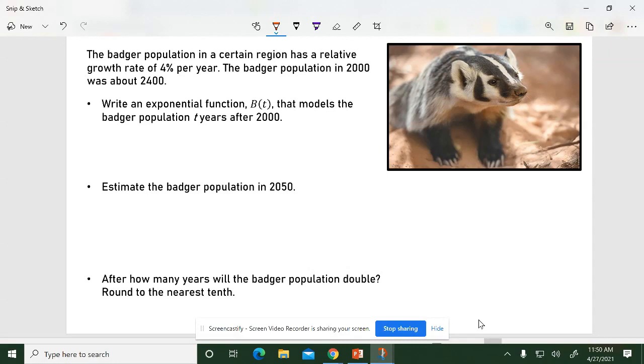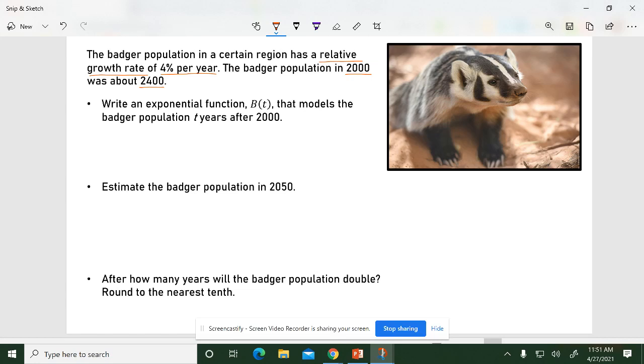It tells us the badger population in a certain region has a relative growth rate. That's going to be really important. Relative growth rate of 4% per year. It also tells us that we're starting in year 2000, so that's like year 0. And the initial population, the population back in 2000, was 2,400. So starting with 2,400 badgers in the year 2000, and it's growing at a relative growth rate of 4% per year.